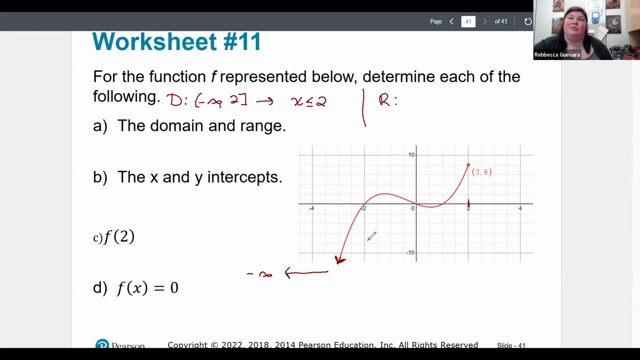So my range, same thing. As I look at y values, because this is going this way, my y values keep on going toward -infinity as well. But my y values max out here at 8. And we include that 8 because that is a closed point. So we can write that, or we would end up saying, well, actually, all my y values are less than or equal to 8.